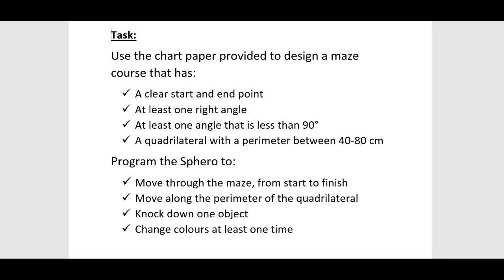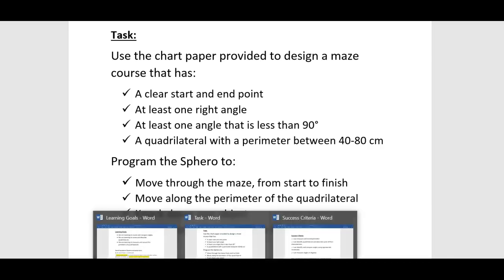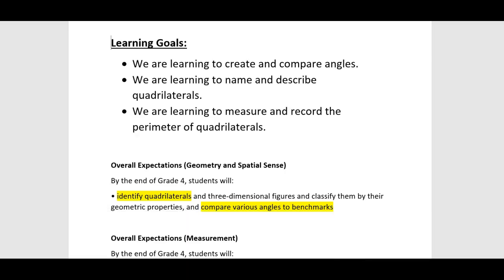I would also like them to program the Sphero, which is a programmable device, to move through the maze from start to finish, move along the perimeter of the quadrilateral, knock down one object, and change colors at least one time. So again, just a final note, this is the task, this is not the success criteria. Once the task has been described to the students, we move into the learning goals.